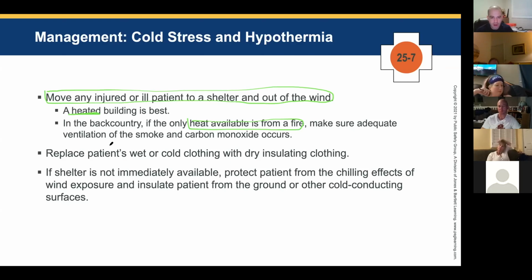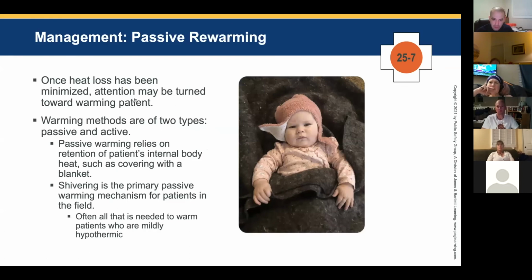If the patient does have wet clothing or cold clothing, get them out of it as quickly as possible and into dry clothing. And then if shelter is not immediately available, protect the patient as best you can from wind and insulate from the ground and other cold conducting surfaces. So we can do what we call passive rewarming.